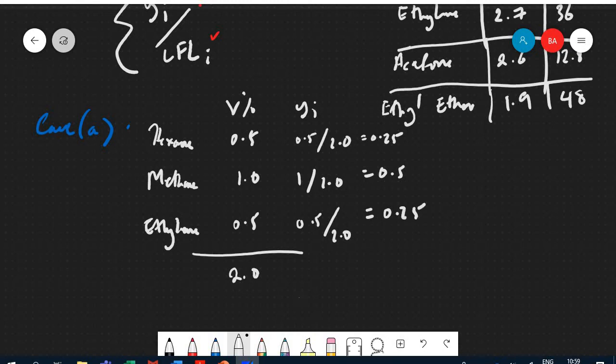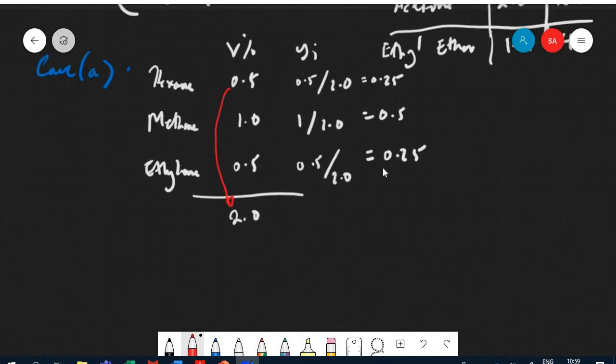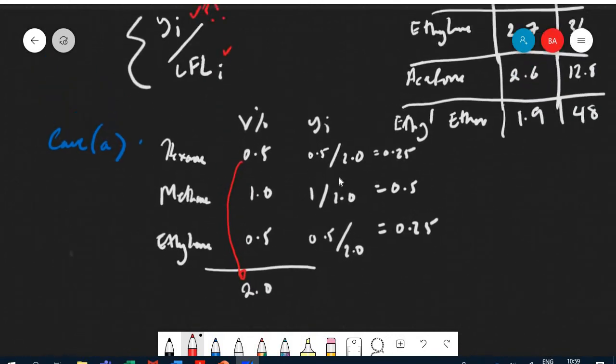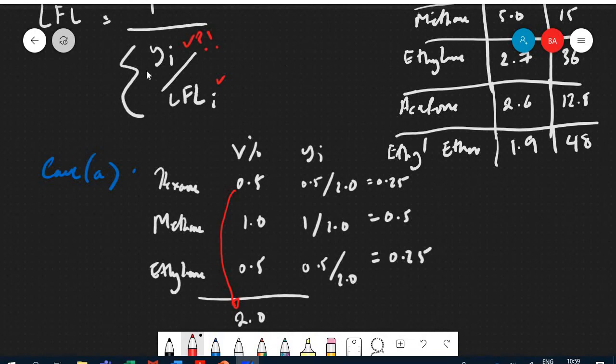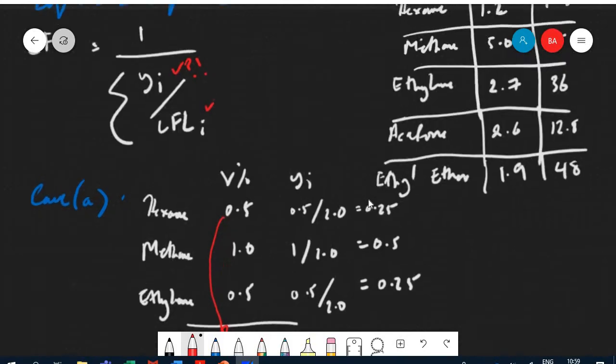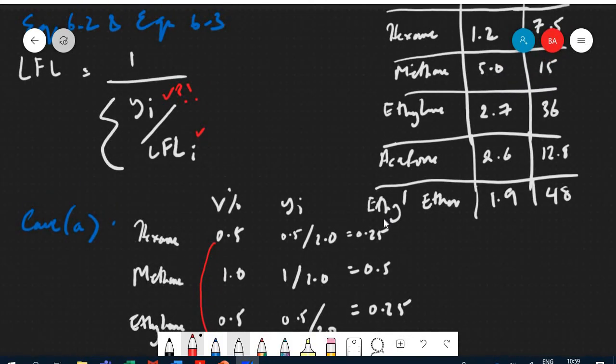So what did I do? I divided 0.5 by 2, then 1 by 2, and then 0.5 by 2. This is what we have done here, and we found our mole fractions. Now that we have found our mole fractions, we just need to substitute here to get our LFL. As simple as that. I can do it up here. So this will be 1 over 0.25 divided by 1.2.